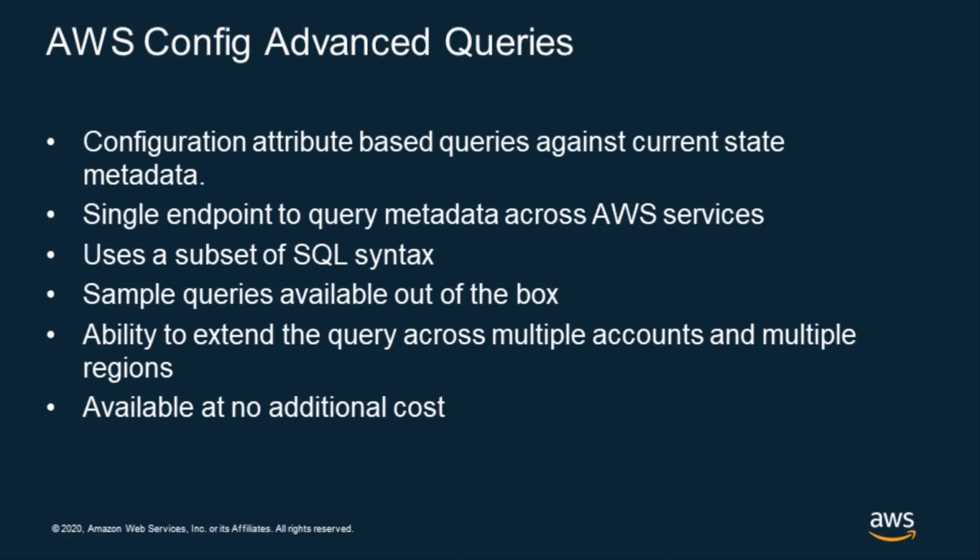Let's now move on to another one of AWS Config's capabilities called Advanced Queries. It allows you to query the configuration of a resource based on its properties. That's really valuable because now you have a single endpoint to query exactly what you need without performing AWS service-specific API calls. It uses a subset of a SQL Select as the query language. We've provided some sample queries out of the box in order to get you started quickly. And the best part is that Advanced Query is available at no additional cost for AWS Config customers and is available in all AWS public regions and in GovCloud.